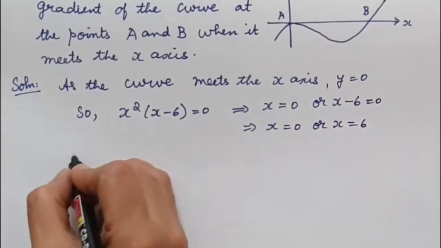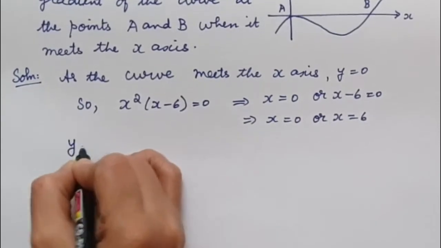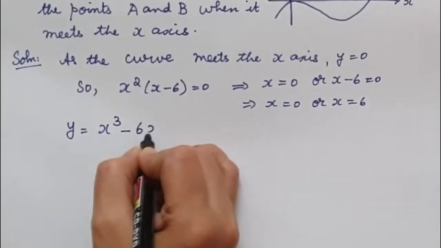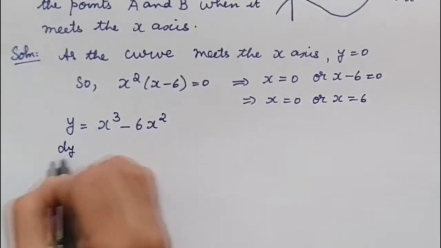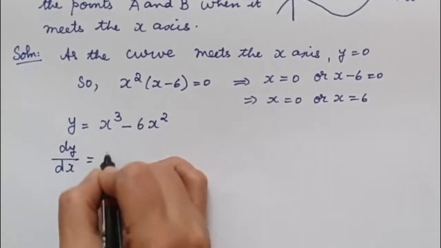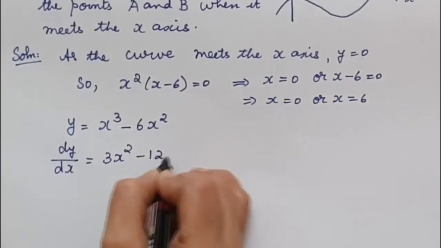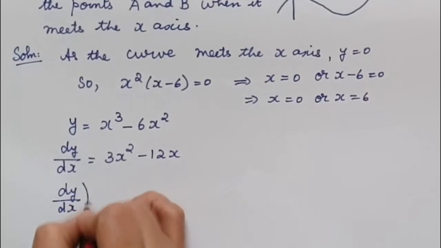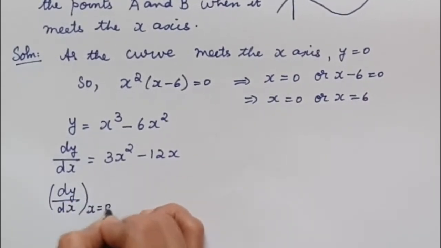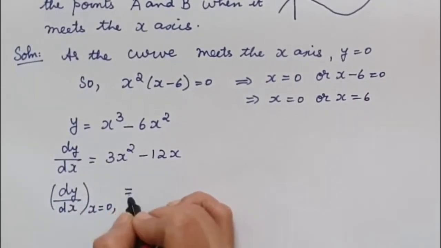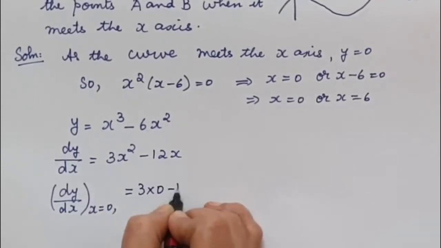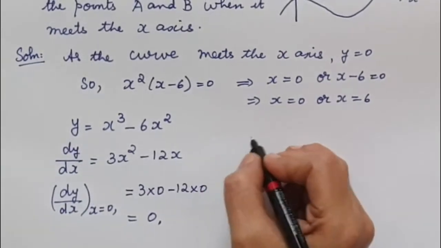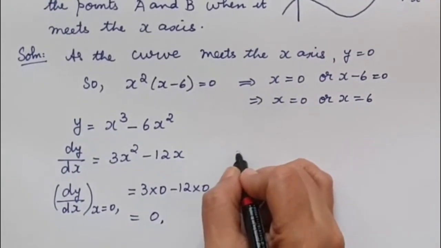Now let us find dy over dx. So now our y will be equal to, I'll just multiply it inside. So it is x cubed minus 6x squared. So dy over dx will be equal to 3x squared minus 12x. Now we'll find dy by dx at the point when x equal to 0. When x equal to 0, the gradient is 3 into 0 minus 12 into 0, so it will be equal to 0.